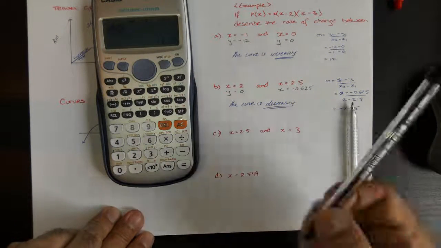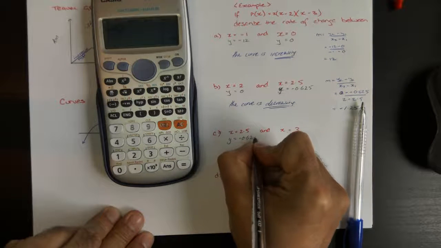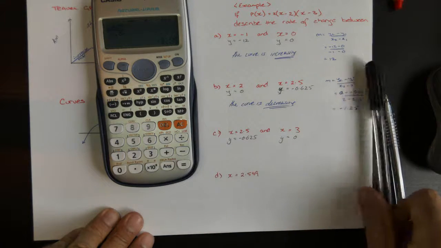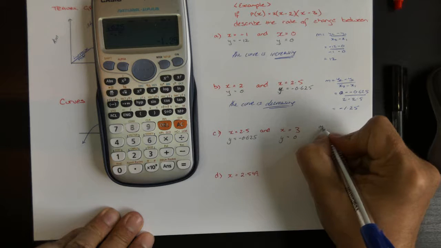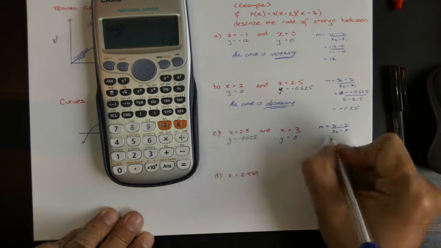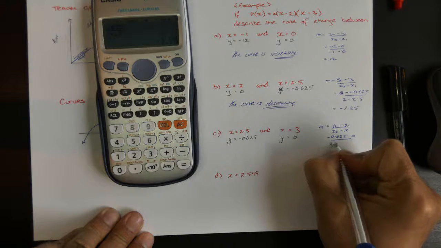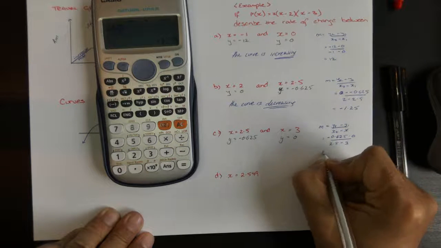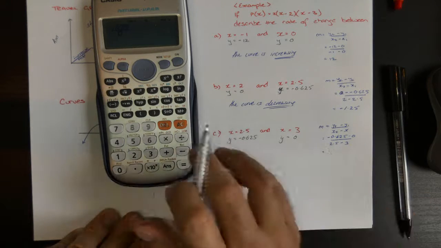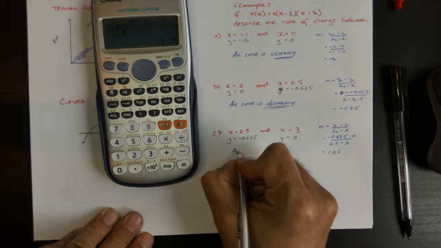So I've already got this y value. So if we're looking at 2.5 and 3, let's figure out what that's going to be: 0. So we want to calculate the gradient between these 2 points. -0.625 minus 0 over 2.5 minus 3, so -0.625 over -0.5, I get 1.25, so here the curve is increasing again.